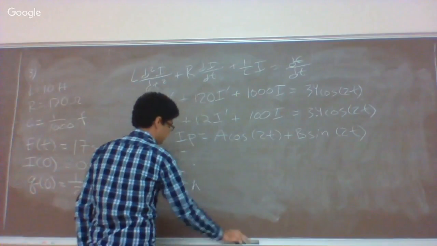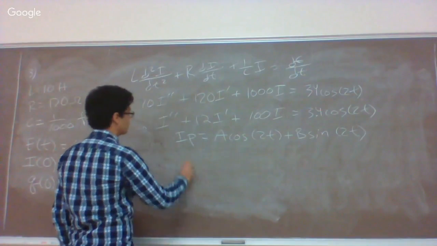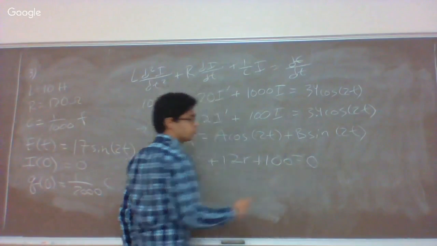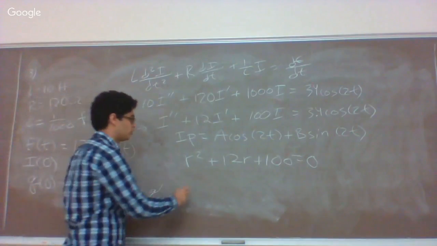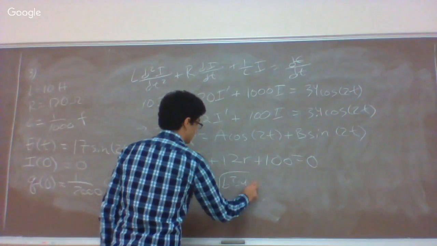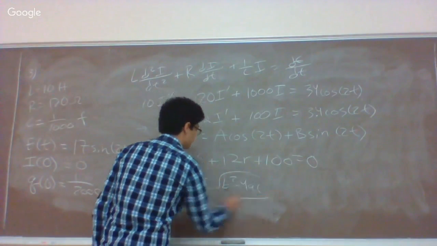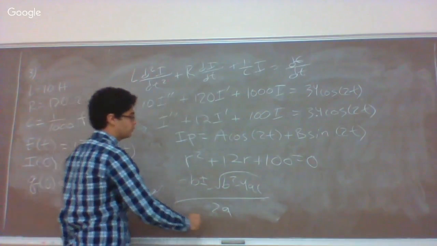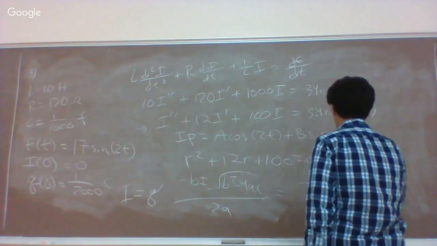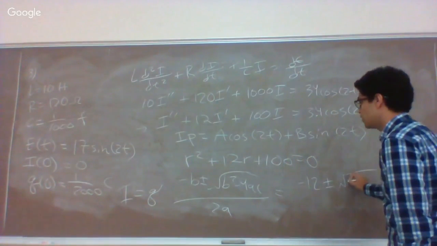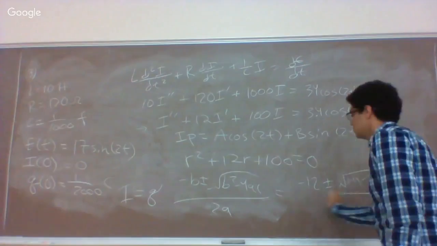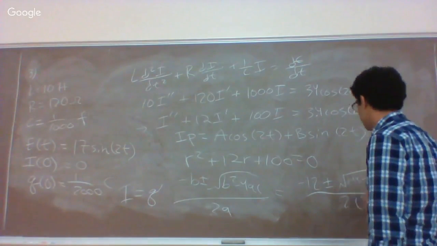So then that would be r squared plus 12r plus 100 equal to 0. Quadratic formula, negative b plus or minus square root of b squared minus 4ac divided by 2a. Plug that in. Negative 12 plus or minus square root of 12 squared is 144 minus 4 times 1 times 100, divided by 2 times 1, right?